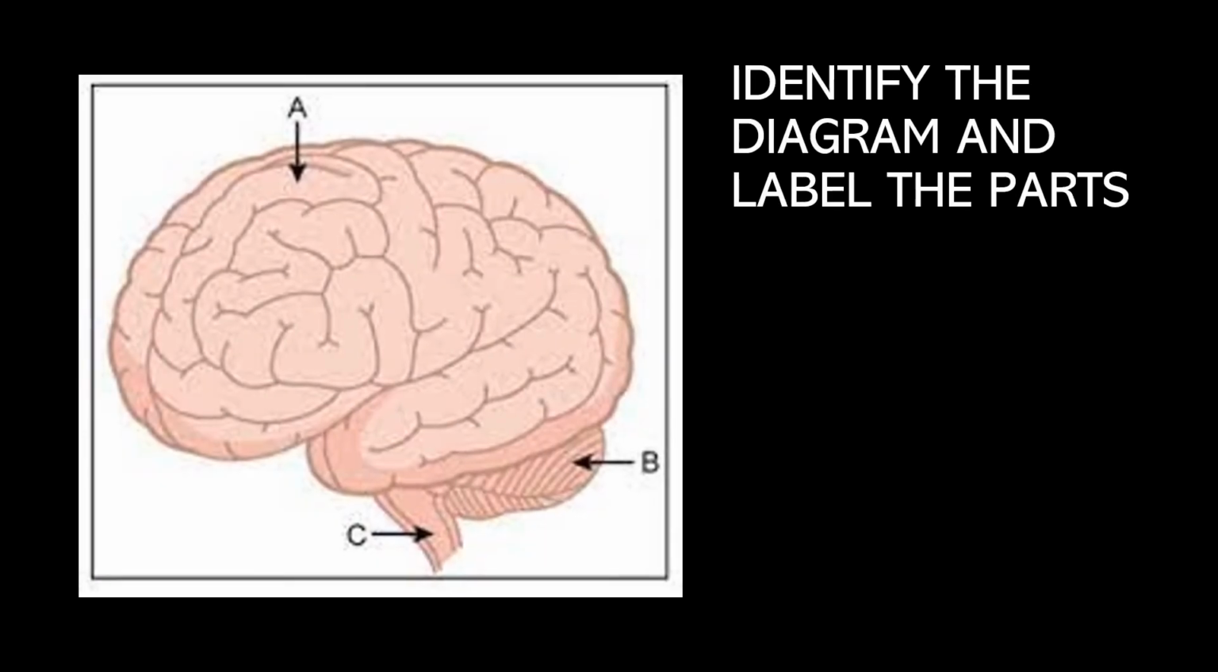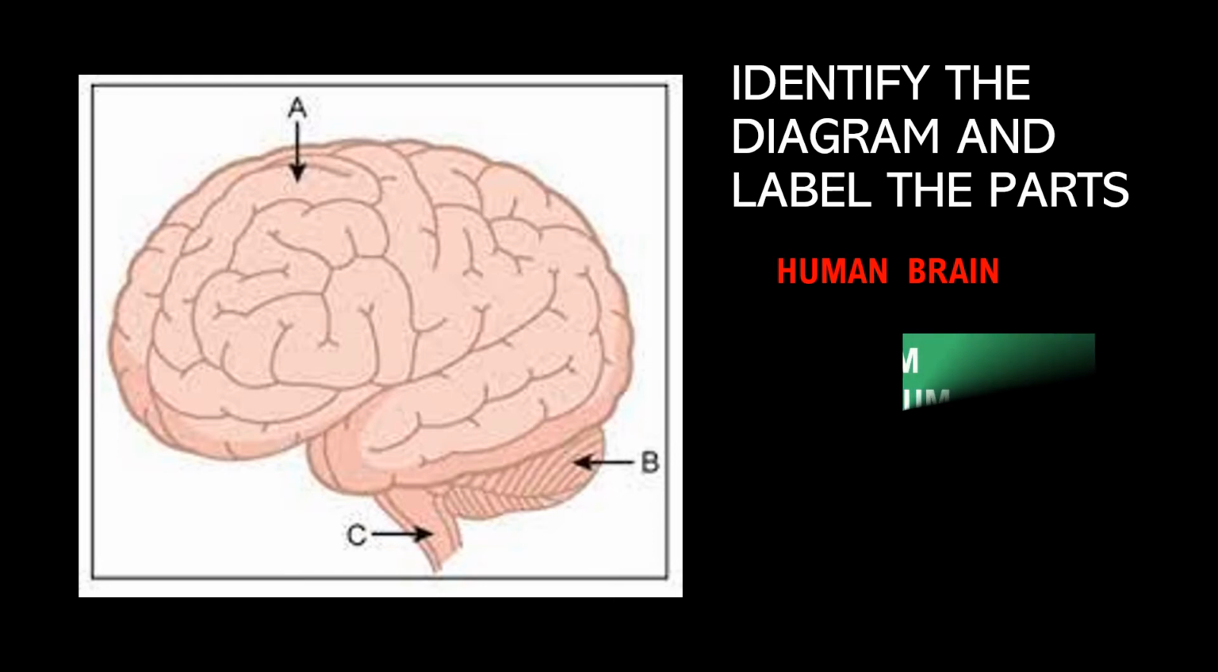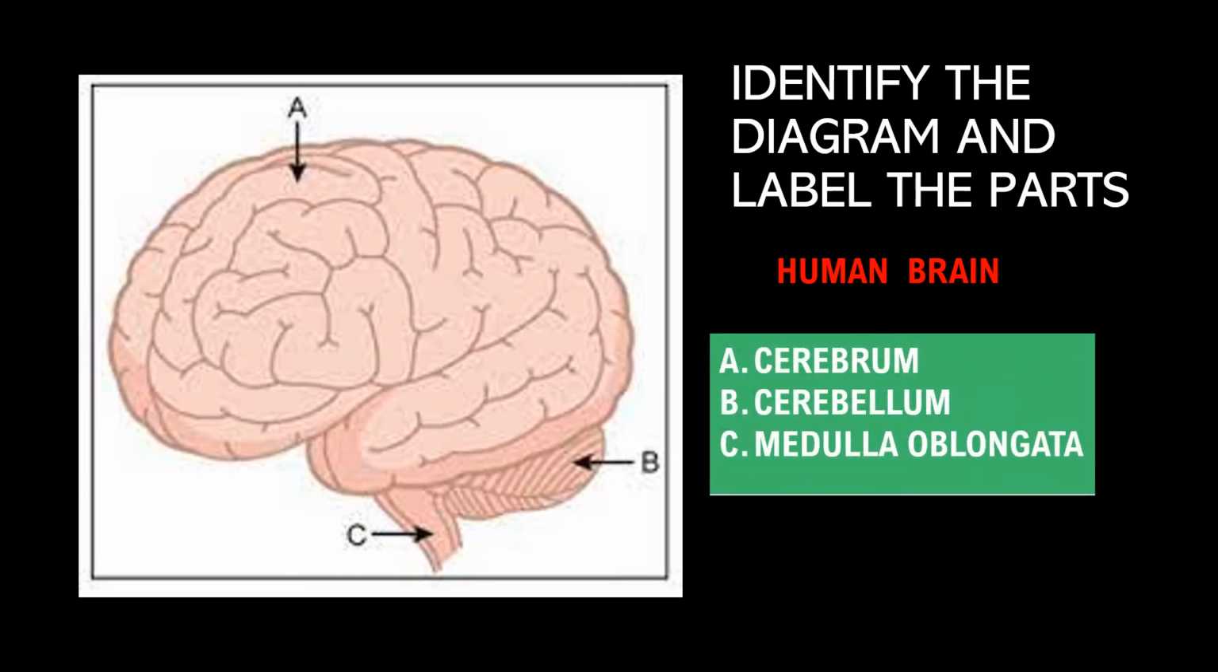The next question, identify the diagram and label the parts. Which is this diagram? This is human brain. We can go through the labelings. A, cerebrum. B, cerebellum. C, medulla oblongata.